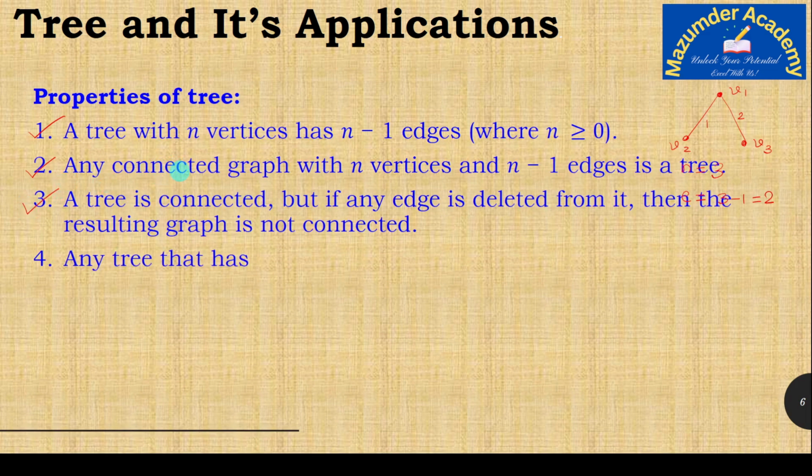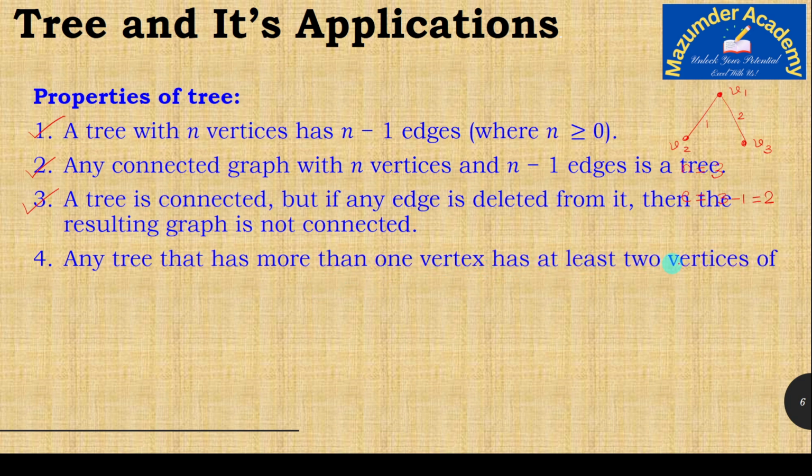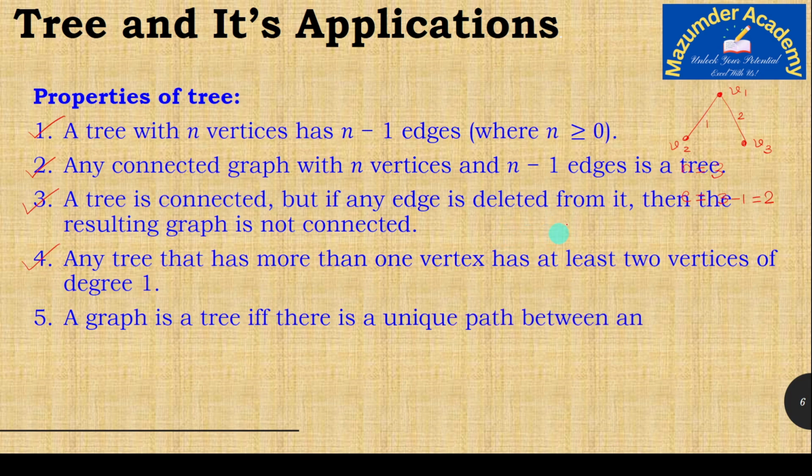Next, any tree that has more than one vertex has at least two vertices of degree 1. For example, in the example graph that I have considered, how many vertices here? N equal to 3. Now, the property is saying any tree that has more than one vertex, so obviously it is satisfying because the number of vertices is 3, has at least two vertices of degree 1. That means minimum there will be two vertices of degree 1. Degree means the number of edges connected to that vertex is 1. So we can see here exactly two vertices in this graph which are of degree 1, that is V2 and V3. Next, we have a graph is a tree if and only if there is a unique path between any two of its vertices. So that is already we have understood.